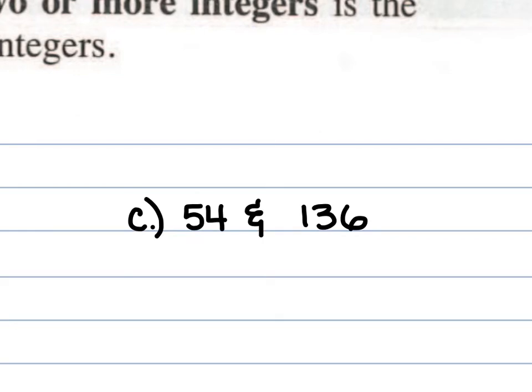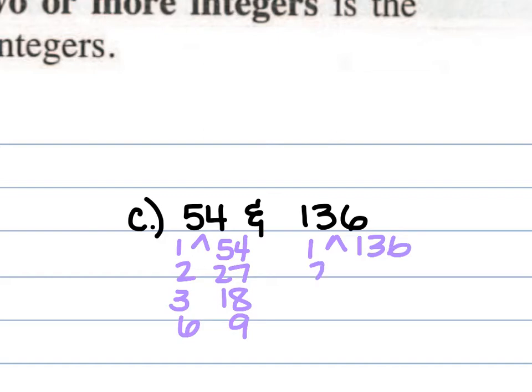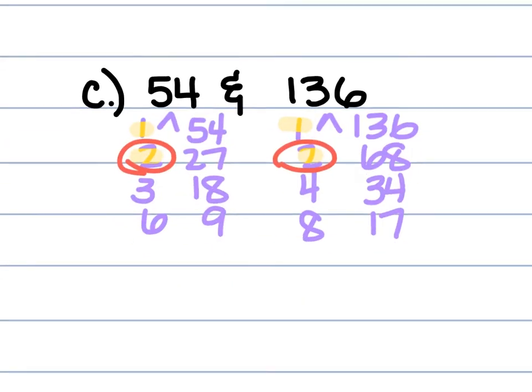For C, we have 54 and 136. So the factors of 54 are going to be 1 and 54, 2 and 27, 3 and 18, and 6 and 9. For 136, we have 1 and 136, 2 and 68, 4 and 34, as well as 8 and 17. So if we want to find the ones that are the same, we have a 1, we have a 2. We have nothing else in common. So the greatest common factor between those is the 2.